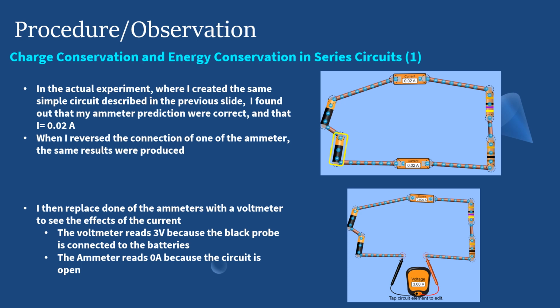I then replaced one of the ammeters with a voltmeter to see the effects on the current and saw that the voltmeter read 3 volts because the black probe is connected to the battery, and that the ammeter read 0 amps because the circuit is open. Here you see two pictures of both circuits.